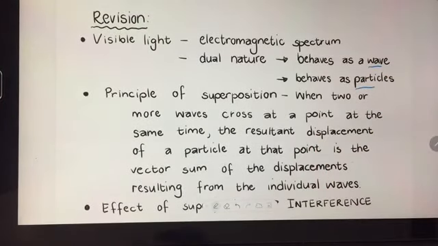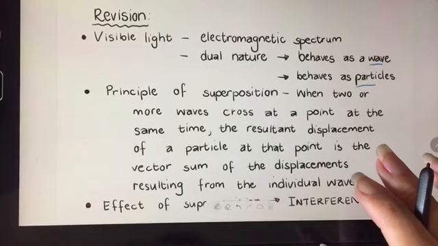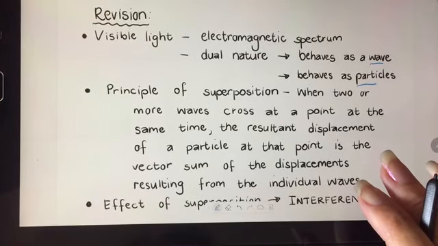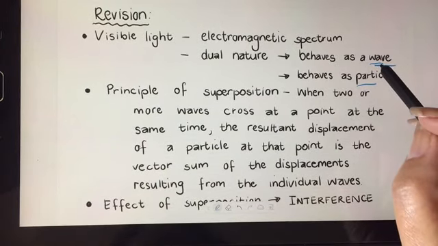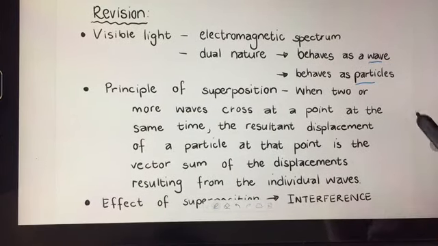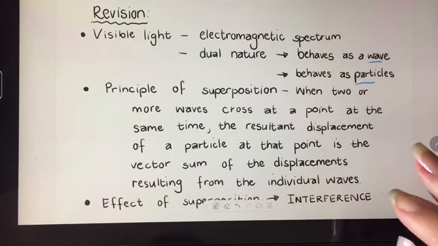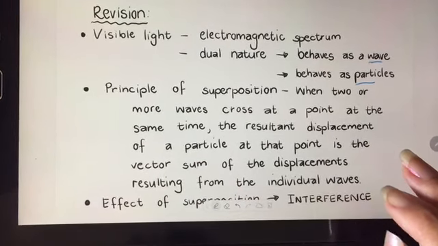You learned that visible light forms part of the electromagnetic spectrum. You also learned that light has a dual nature. It behaves as waves and it behaves as particles. Now, in this section, we are concentrating on the wave-like behavior of light. But before we look at that, we just need to talk about waves in a little bit more detail.